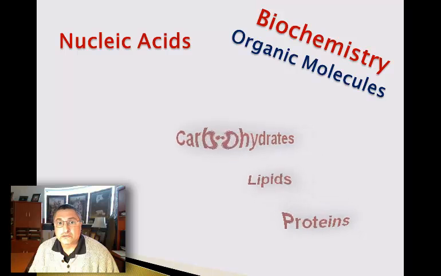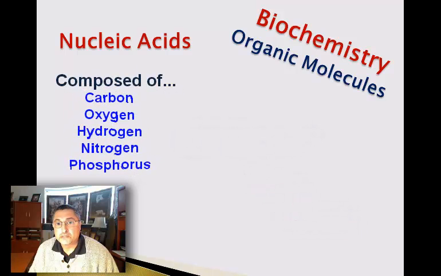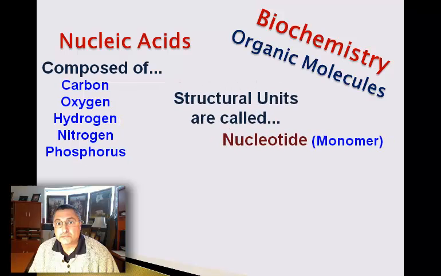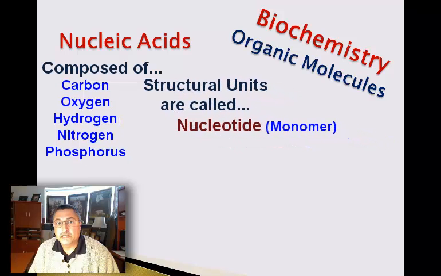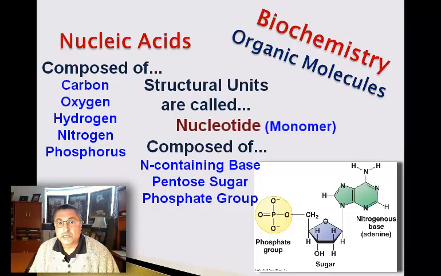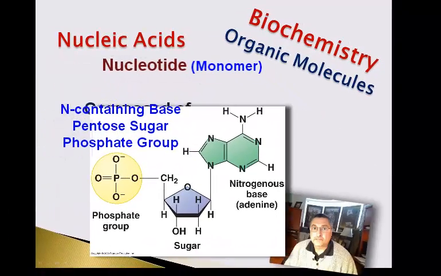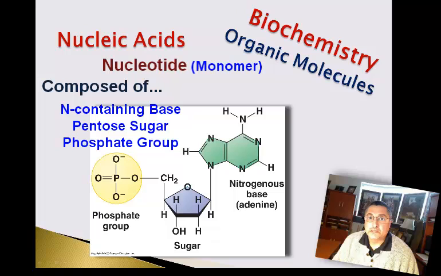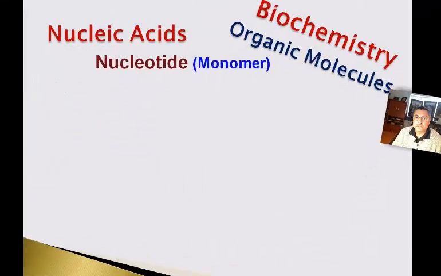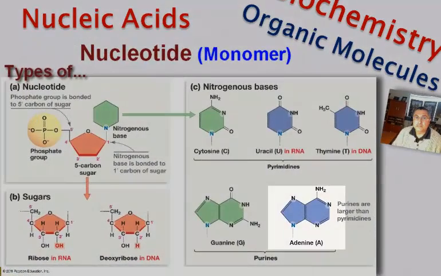And nucleic acids are going to be composed of carbon, oxygen, hydrogen, nitrogen, and phosphorus. They're going to have structural units, monomers, known as nucleotides. Now, each one of these nucleotides is going to be composed of a nitrogen-containing base, along with a pentose sugar and a phosphate group. Now, what makes each of the nucleotides unique is going to be what type of nitrogenous base it has. There's 5 types of nucleotides listed. They're going to be adenine, guanine, cytosine, thymine, and uracil.